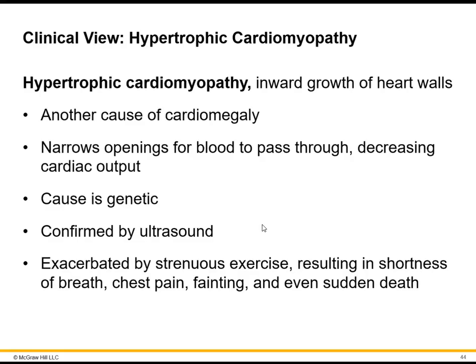All right, now let's talk about hypertrophic cardiomyopathy. This is where the heart walls grow inwards. It's another cause of cardiomegaly. The problem with the inward growth of the heart walls is that it's going to narrow the openings for blood to pass through. And so that's going to decrease cardiac output, or in other words, decrease the amount of blood that the heart is able to pump out. The cause of hypertrophic cardiomyopathy is genetic. It's confirmed by an ultrasound. And this condition is going to be exacerbated by strenuous exercise, okay, as well as dehydration. And it can result in sudden death.